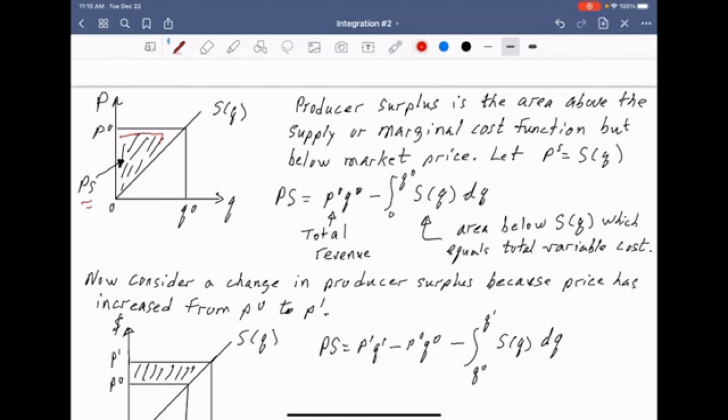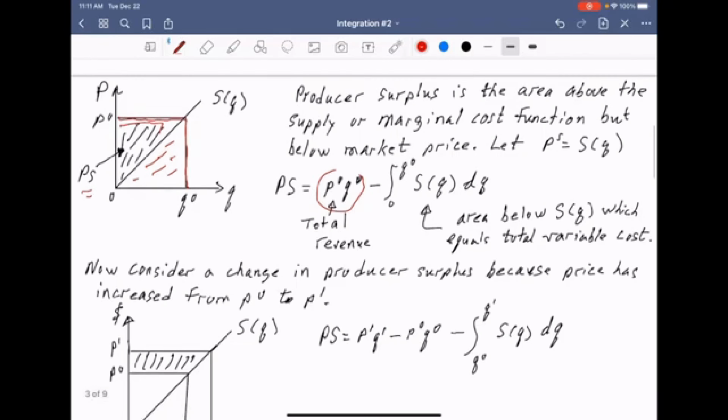So the way we calculate it is we take this entire rectangle, and that's given by this amount here, which is our total revenue, and we subtract from that the area below. This area here is the area underneath the supply curve, and that equals our total variable cost, and we subtract that from the total revenue to get the producer surplus or the quasi-rent.